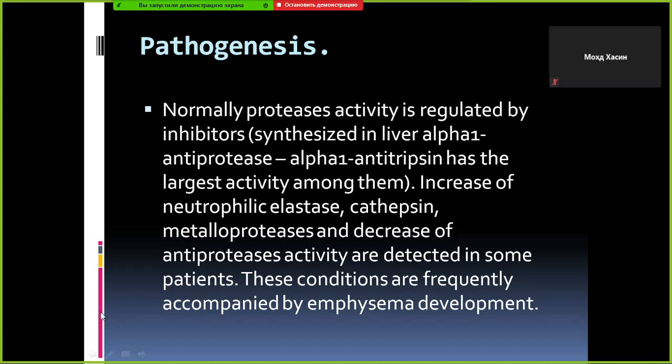Normally, protease activity is regulated by inhibitors synthesized in the liver. Alpha-1 antiprotease, alpha-1 antitrypsin, has the largest activity among them. Increase of neutrophil elastase, cathepsin, and metalloproteinases, and decrease of antiprotease activity are detected in some patients. These conditions are frequently accompanied by lung emphysema development.